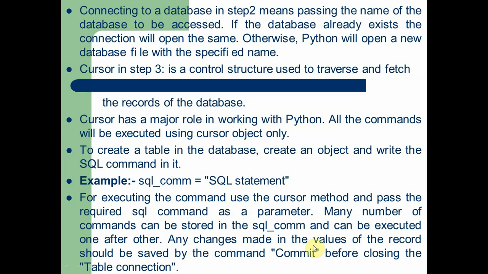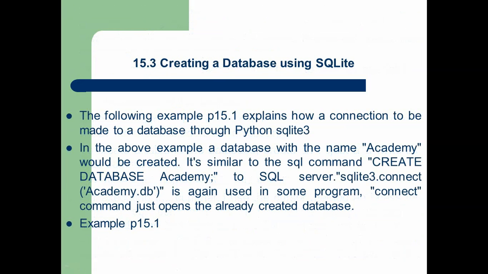Any changes made in the values of the records should be saved by the commit command, before closing the connection. If you want to save the changes, you should use the commit command, which permanently saves the database. This commit command comes under the transaction control commands, TCL, which we already discussed in the previous lesson, lesson number 11.